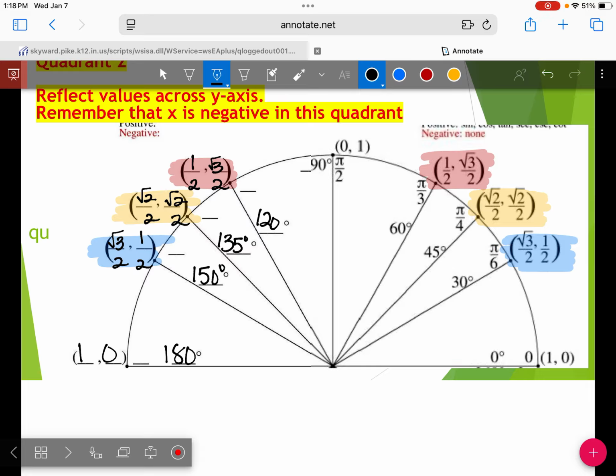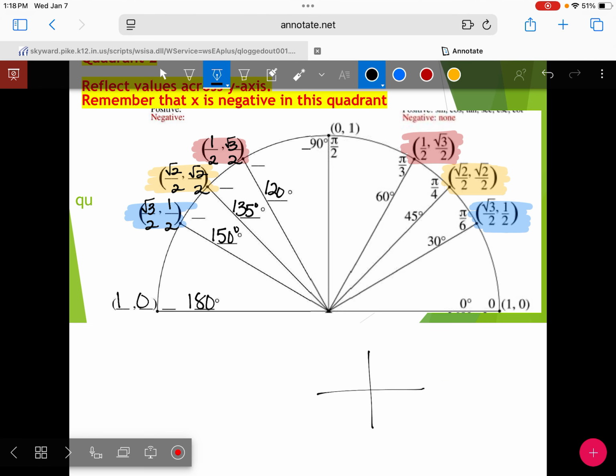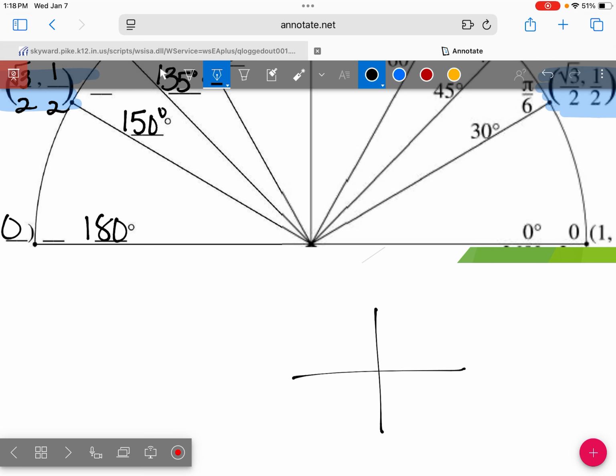Okay, we're not going to worry about positives and negatives yet. I think we're going to do that tomorrow. Well, no, we could do it today. On the coordinate plane, if this is my coordinate plane, over here, X and Y are both positive. What about over here? What's positive and what's negative? On this side, is X positive or negative? Negative. What about Y? Positive.